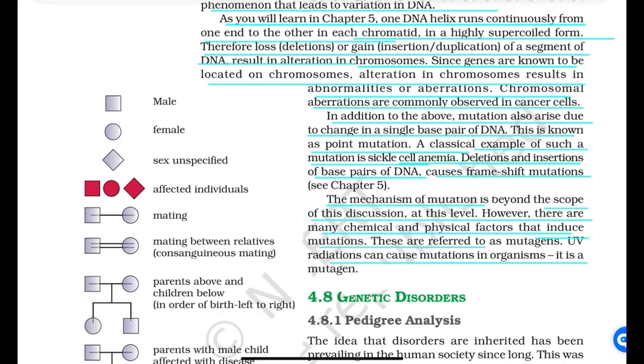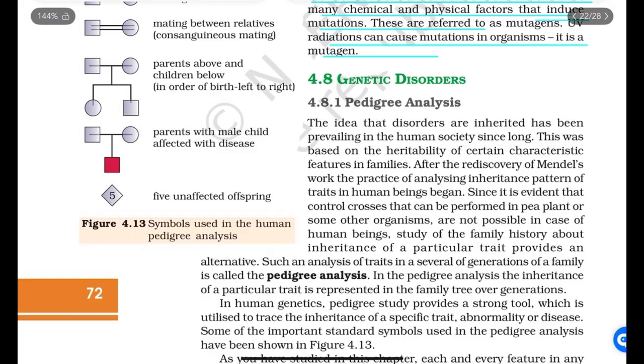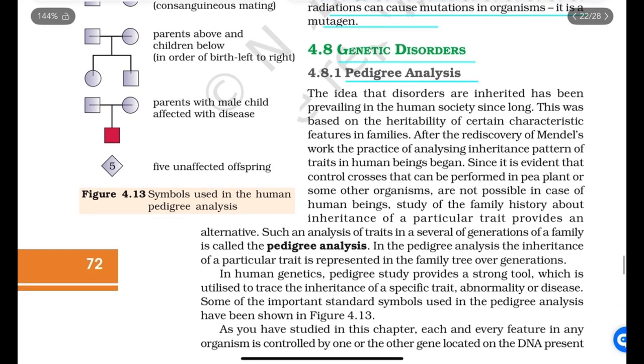UV radiation can cause mutation in organisms. It is a mutagen. Genetic disorder. Pedigree analysis. The idea that disorders are inherited has been prevailing in human society since long. This was based on the inheritability of certain characteristic features in families.